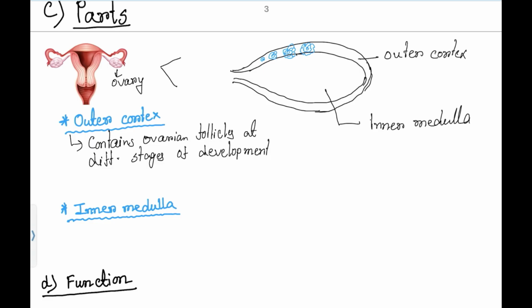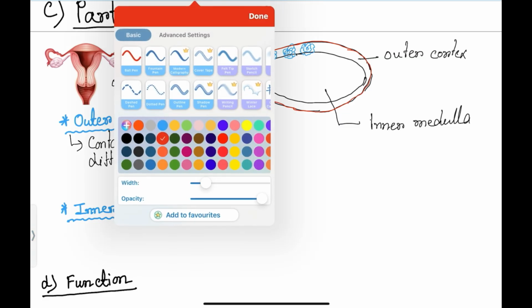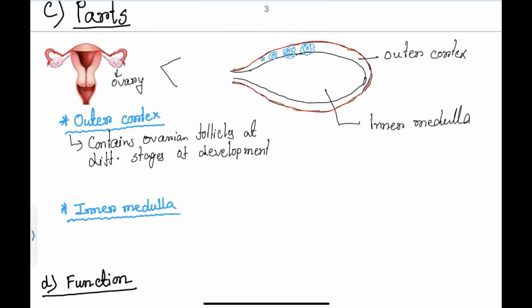So all follicles are situated in the outer cortex, and this outer cortex is covered by your germinal epithelium. Okay, so your ovary's outer cortex is covered by germinal epithelium. You can also write it here: covered by germinal epithelium.